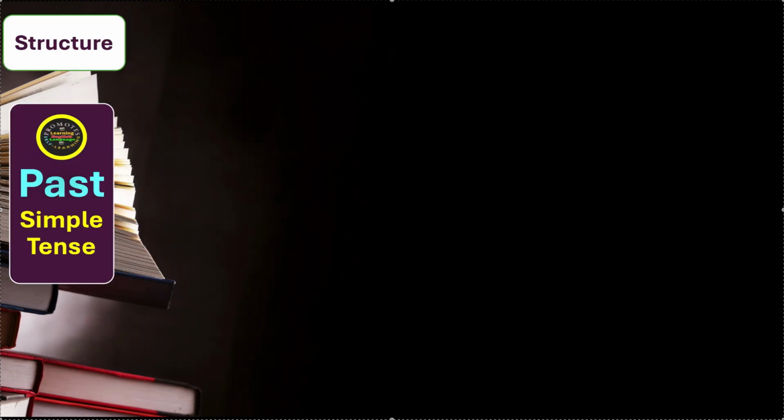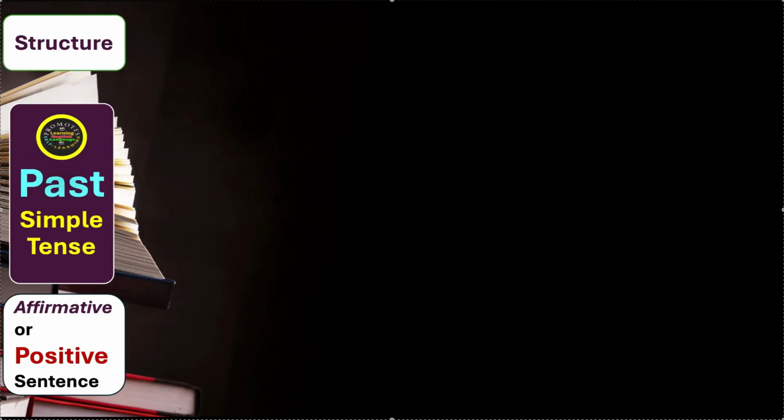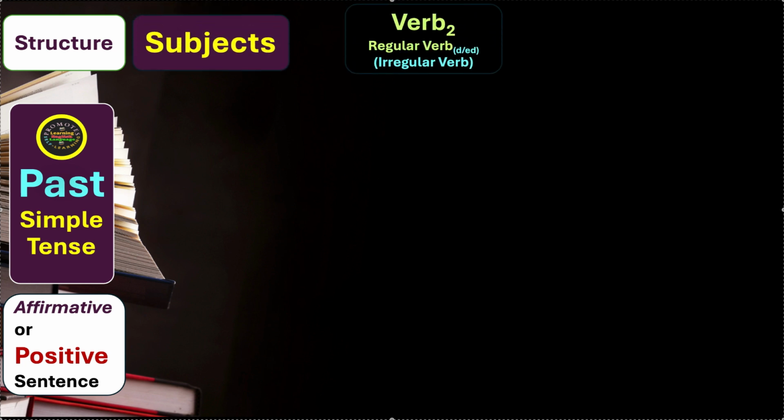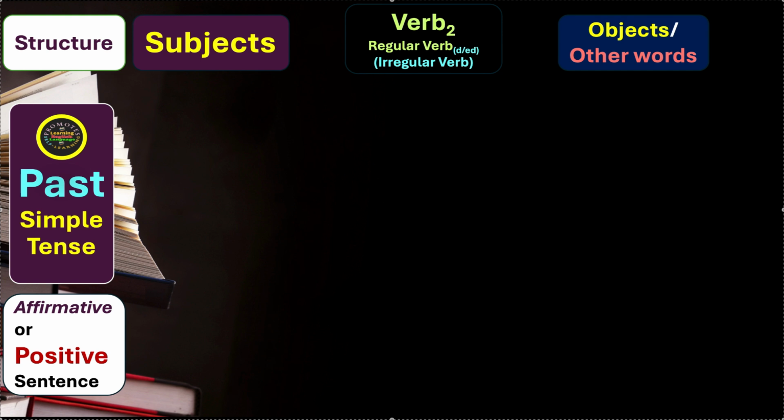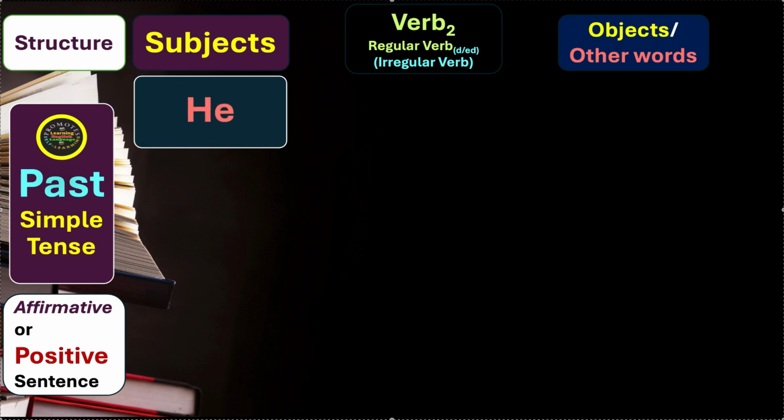The structure of past simple tense in the affirmative or positive form of a sentence. In every sentence we have subjects, but in the past simple tense we use the second form of the verb, that is verb two. If we have a regular verb, we add d or ed at the end, and with an irregular verb we use the second form. And then we have objects or other words. Let's see how the structure is made.